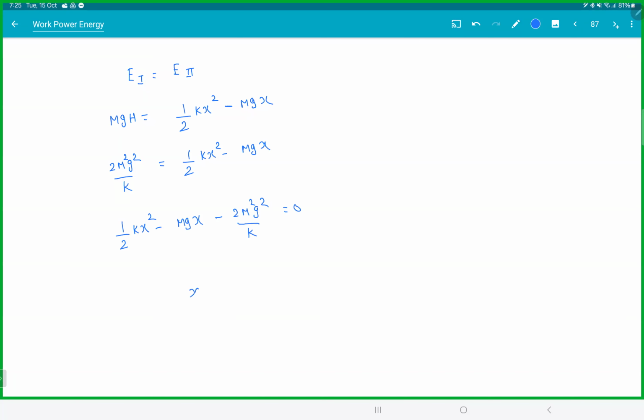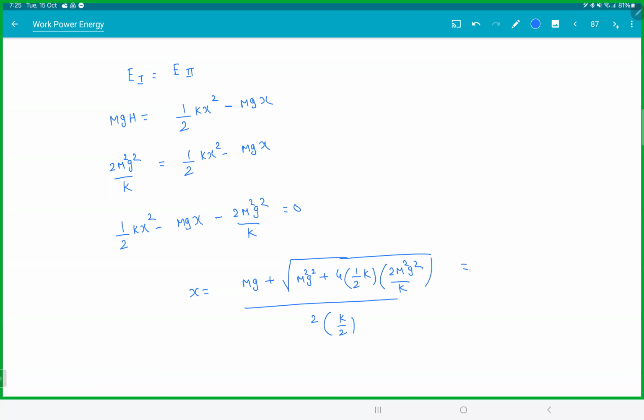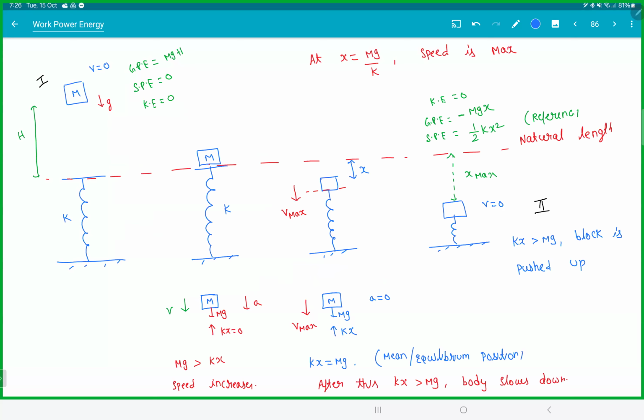It's a quadratic. x is equal to mg plus root over, minus I won't take, you'll get a minus sign then. b square, that is m square g square, minus of minus 4 times half k times 2m square g square by k. It looks messy, but 2 into k by 2, k will cancel, 2 will cancel, that will be 5. You end up with mg by k root 5 plus 1. Meaning this is all solving, the main thing is this.